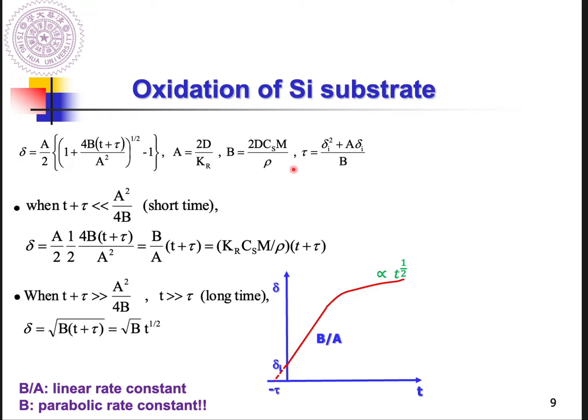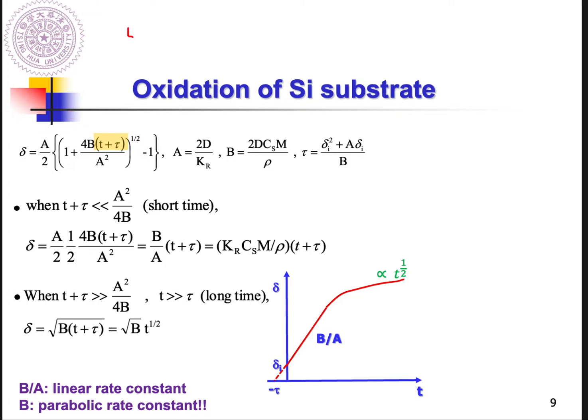Okay, so we just copy what we got from the previous slide. Based on this solution, delta is a measurable thickness of the oxide layer. And you can find this t plus tau. If t plus tau is very, very small, smaller than A squared over 4B, that means this term is very, very small, right? If this term is very small, 1 plus this very small term to the power of 1 over 2, then you will get what?